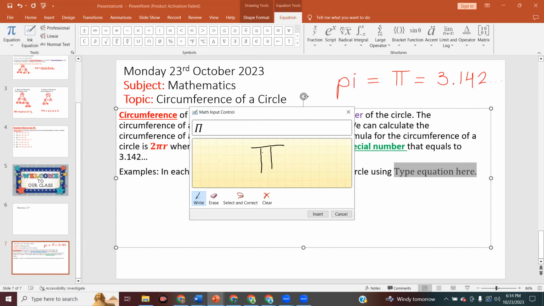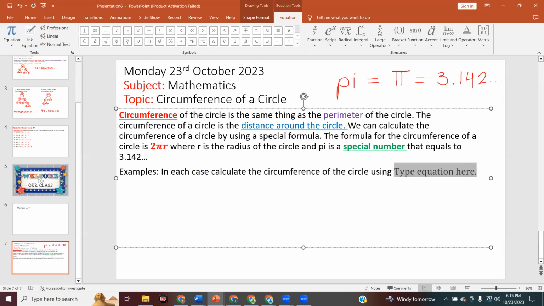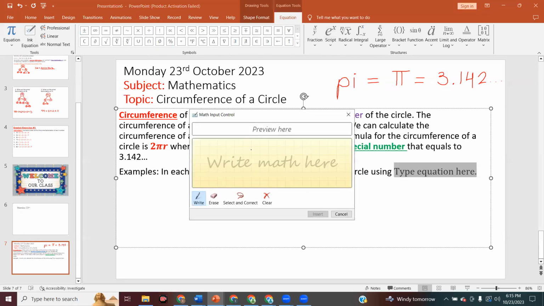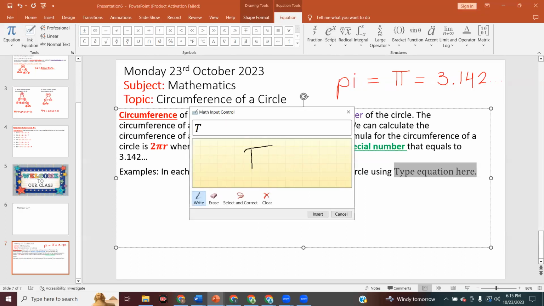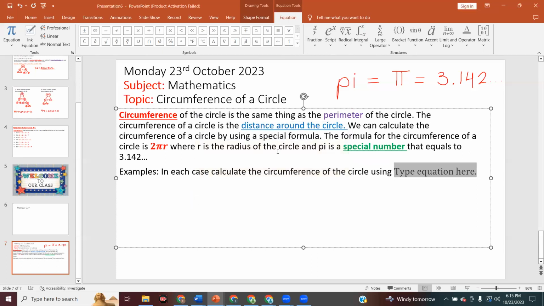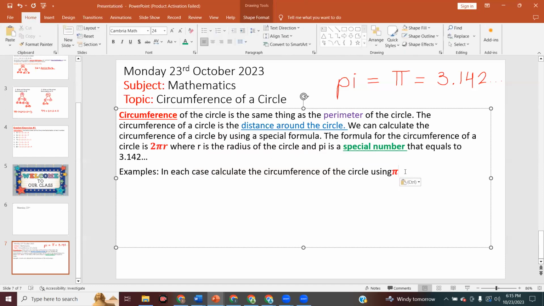Pi is the symbol. No, that's not. That's another one. We want to use pi, the small lowercase pi. No, they giving me something else. Let me use this one. Where pi is equal to 3.14. All right.